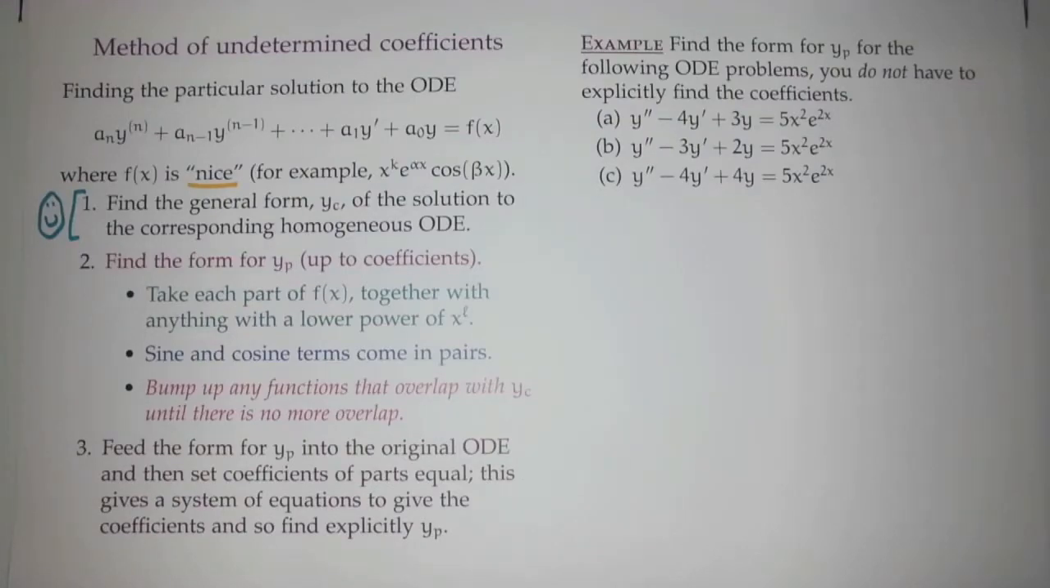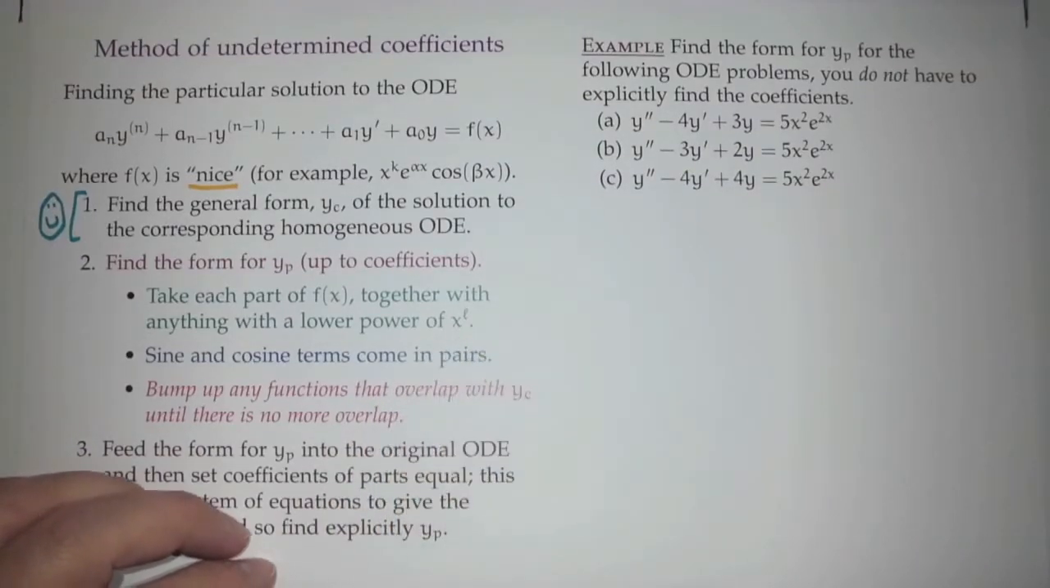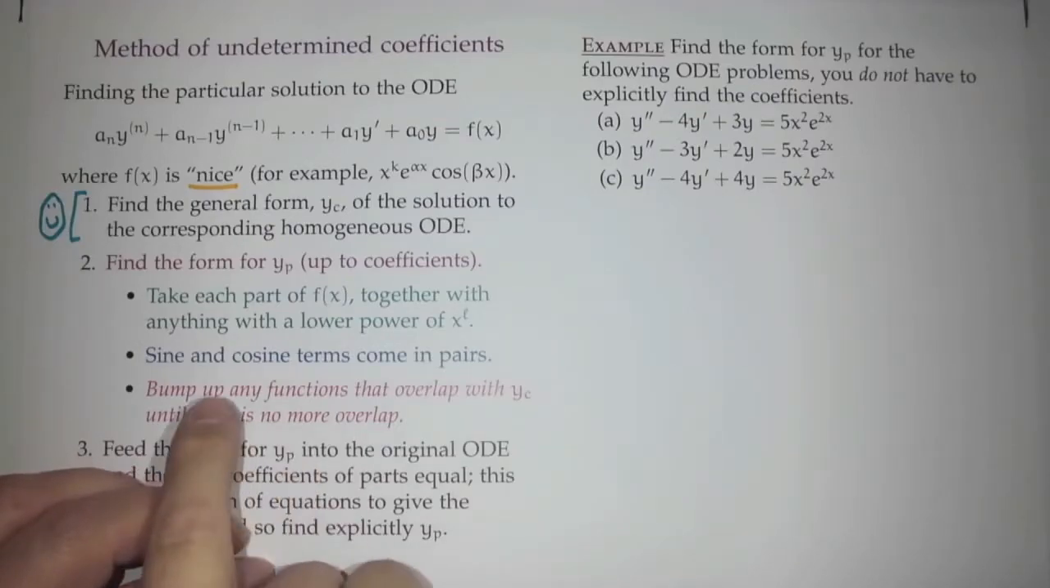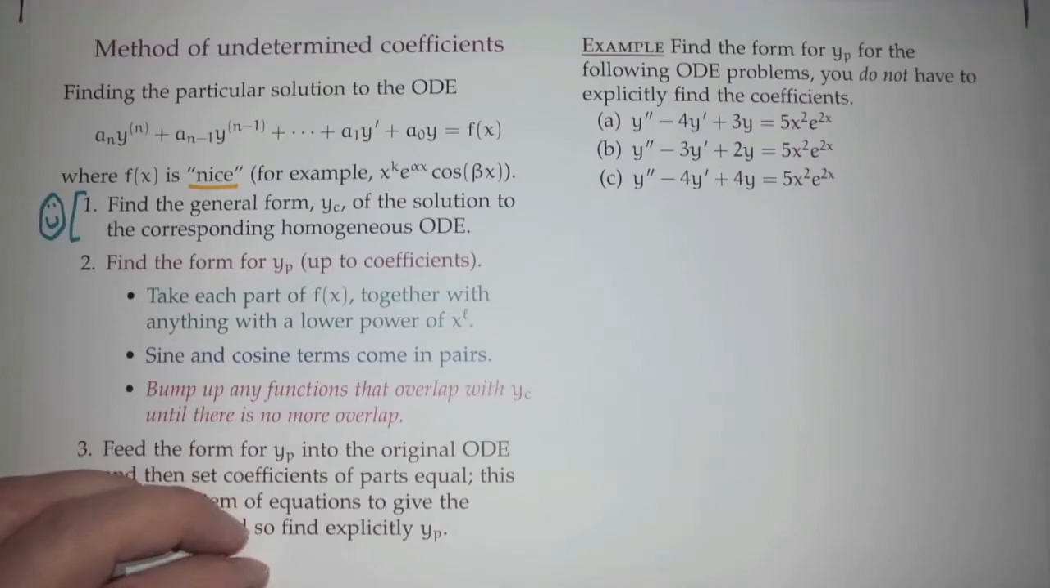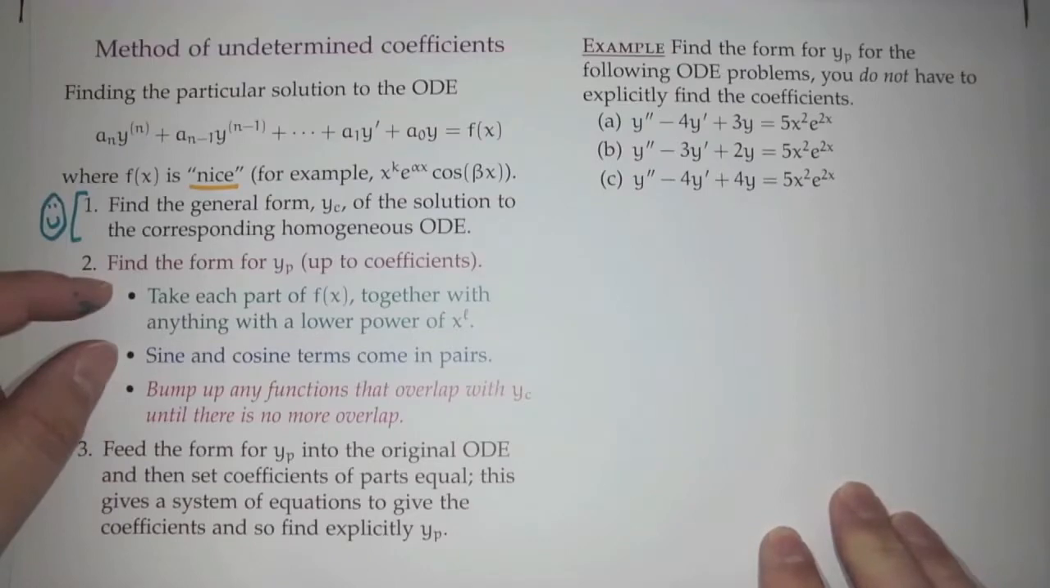Now, if it happens to have x to a power attached to it, make sure you go all the way down. So if it's x squared attached to it, also have the part where there's just x, also have the part where it's just 1. So work your way down. If you have a sine term, make sure to put its cosine mate. Same thing, if you have a cosine term, make sure to put its sine mate. And with these two, you basically have what yp looks like, other than there's a little caveat.